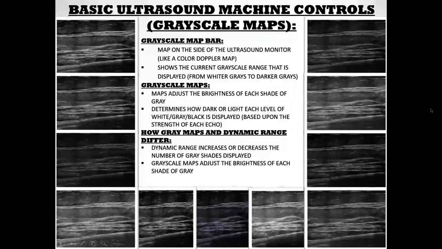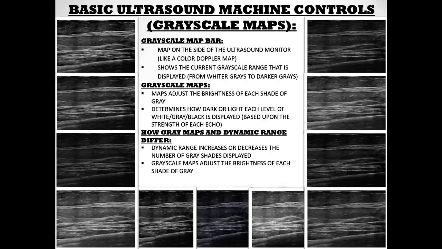Today we're going to talk about Doppler, and we're also going to talk about some of the ultrasound controls on a machine. For our basic ultrasound machine controls, one of the controls is our Grayscale Maps. On an ultrasound image on the monitor, you'll always see a grayscale bar on the side of the monitor. And you remember that ultrasound is based on brightness of the little dots on the screen, and each dot represents an echo returning from the tissue in the body.